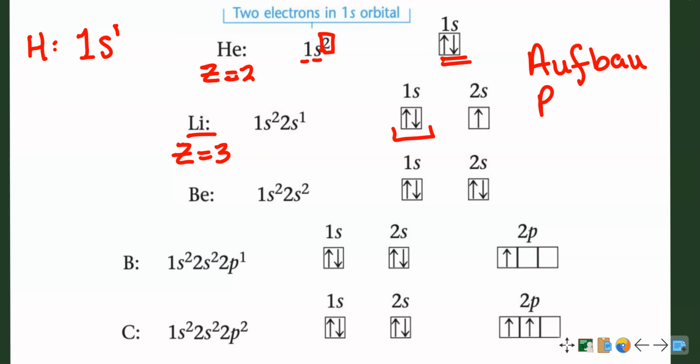The Aufbau principle states that you fill the orbitals from the bottom, one at a time. Okay, we start at 1s and we work our way up. So once 1s is full, we go to 2s. Now beryllium has an atomic number of 4. So it goes 1s2. There's still some room in the 2s orbital, so it gets 2s2.